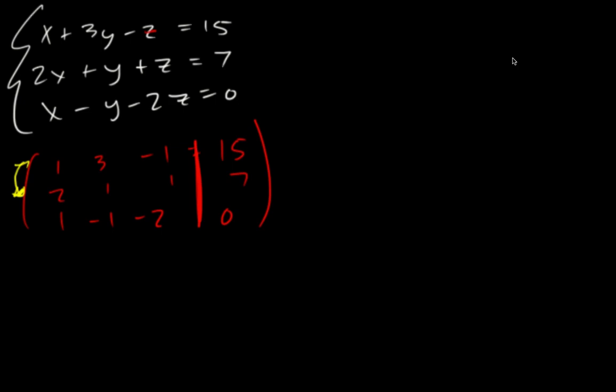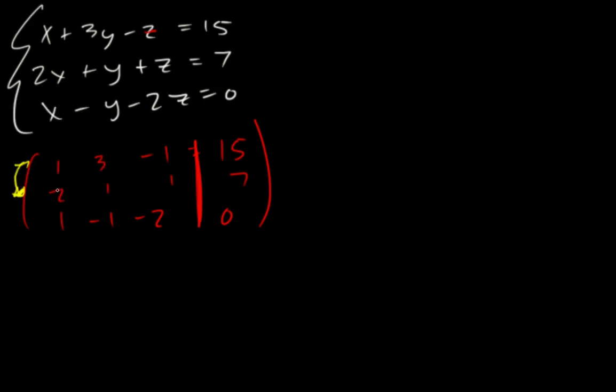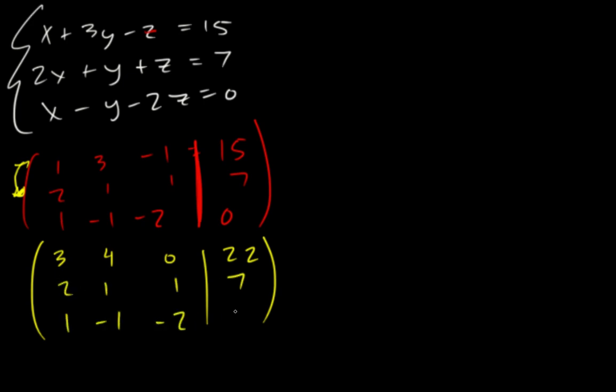Hey math kids, let's try to solve this system. So our first goal is to make a 0 somewhere. So I'm going to add the middle row to the top row, and when we do that we get 3, 4, 0, 22. Everything else stays the same.